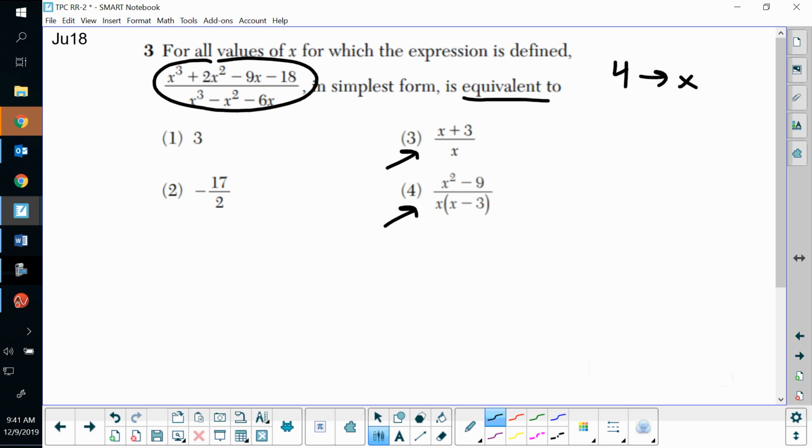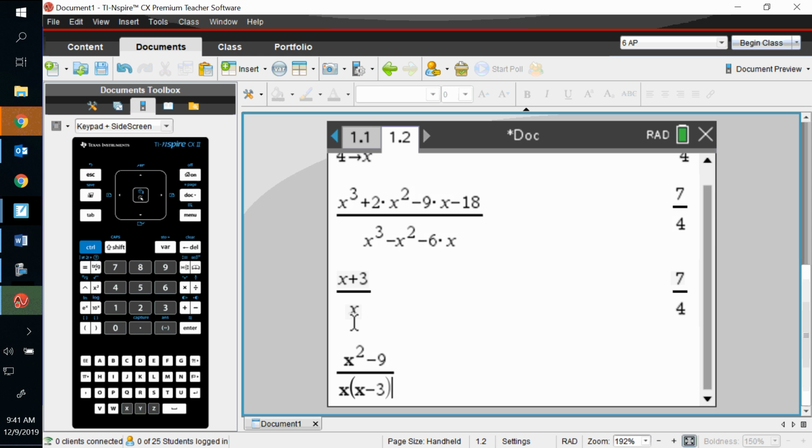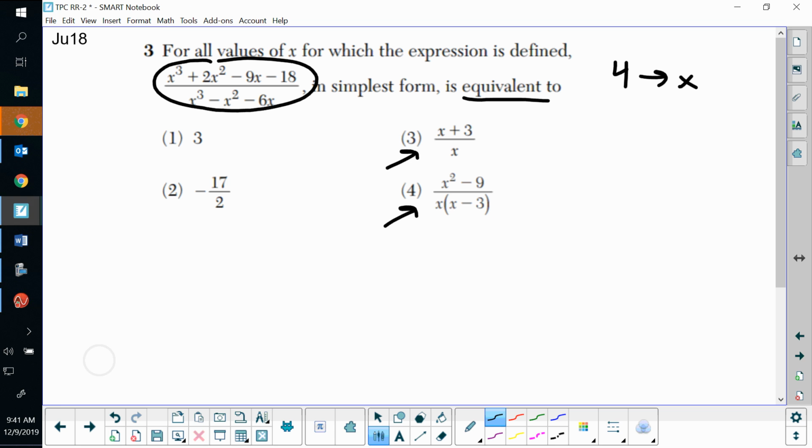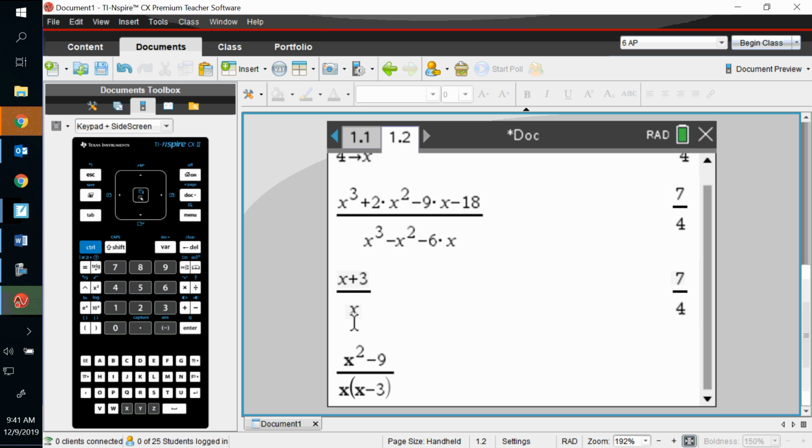All right, so we should have stored 4 for x. Couple important points I want to make off of this. So we stored 4 for x, and you should have got 7/4. So that was our original. Well, that automatically told us that 1 and 2 did not work, because those are not 7/4. So now when you type in the third one, notice we got 7/4.